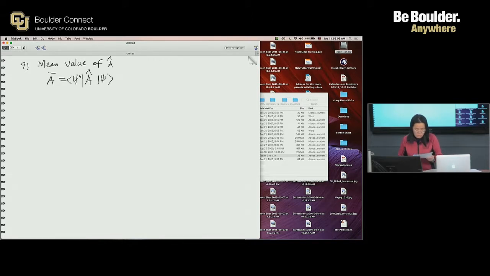This is true for all possible cases, regardless of whether it's discrete or continuous eigenvalues. It is a natural conclusion from the principle of spectral decomposition. So basically, if psi is given by the sum of Cn Un, and then you let operator A act on that, every time you will get one of the eigenvalues An.